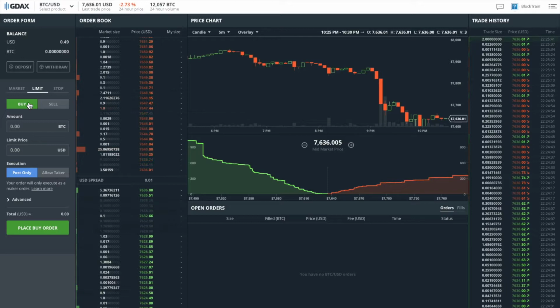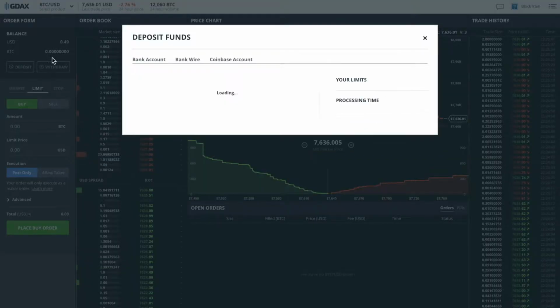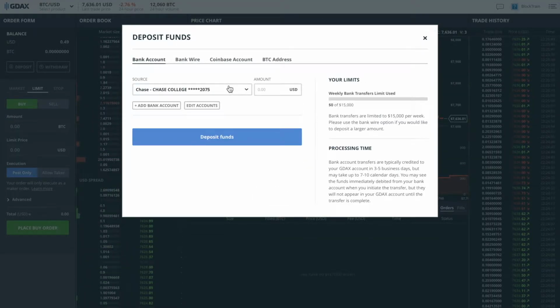Now, if you don't have anything in your Coinbase account and you've done nothing yet, you can just deposit USD directly into GDAX. So you can press deposit, press bank account right here, and put in your bank account. As you can see, I already have my bank account linked in, and you take out the amount of money that you want based on your weekly bank transfer limits and put it into GDAX. So it takes money directly from the bank.